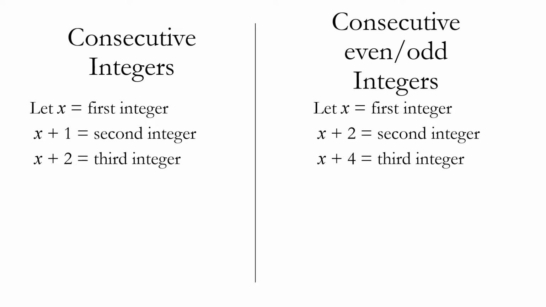Many people think that with odd integers it would be x, x plus 1, and x plus 3. That is not the case, because let's say your first integer is 3. The second integer would be 2 more after that, which would be 5. The third integer would be 4 after that first, which would be 3 plus 4, which is 7.